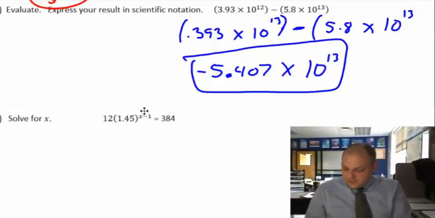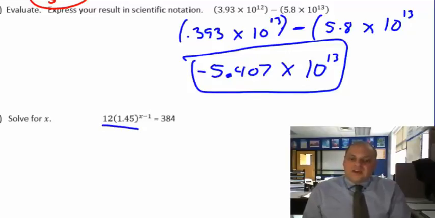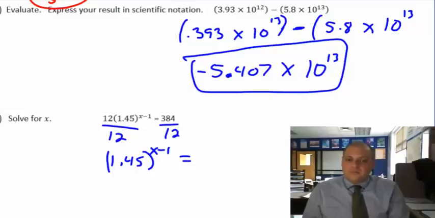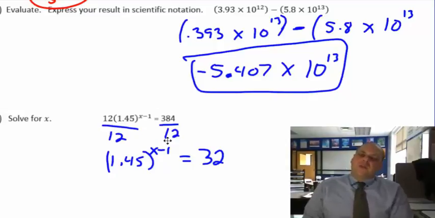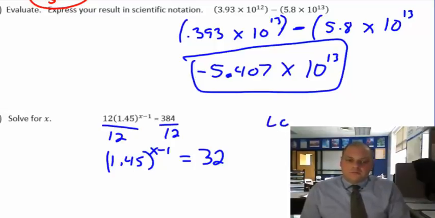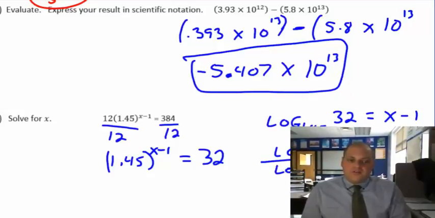Solve for x. So what we're going to do here is divide the 12 out, first of all. So I get 1.45^(x minus 1) equals 32. Now let's use our change of base formula. You could do it with change of base. So it'll be log base 1.45 of 32 equals x minus 1. This is log 32 over log 1.45.